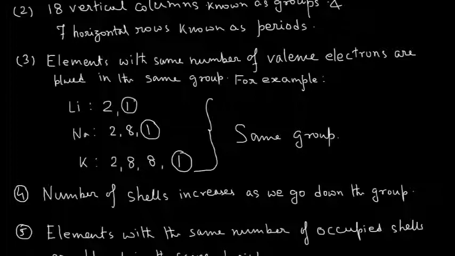For example, lithium's valence electron is 1. Sodium's electronic configuration is 2, 8, 1, so valence electron is 1. Potassium's electronic configuration is 2, 8, 8, 1, so valence electron is 1. So in all these three elements, the valence electron is 1. Therefore, they are kept in the same group. Fourth, the number of shells increases as we go down the group.